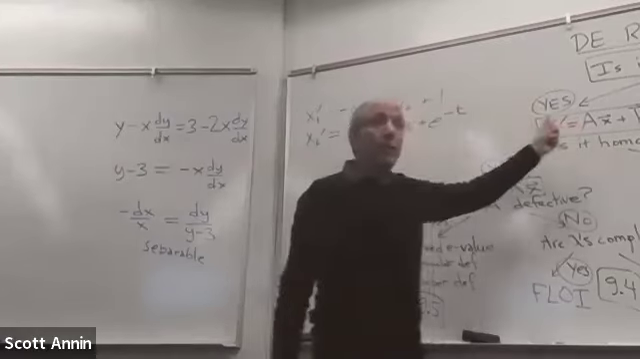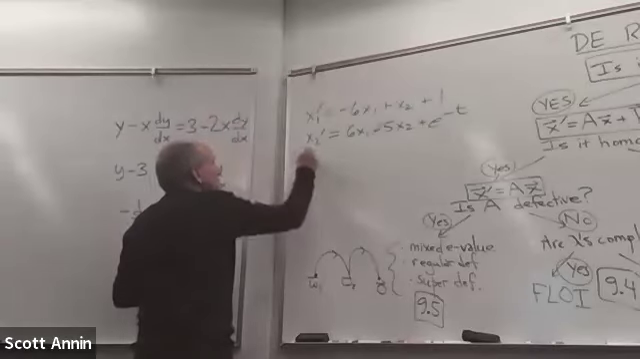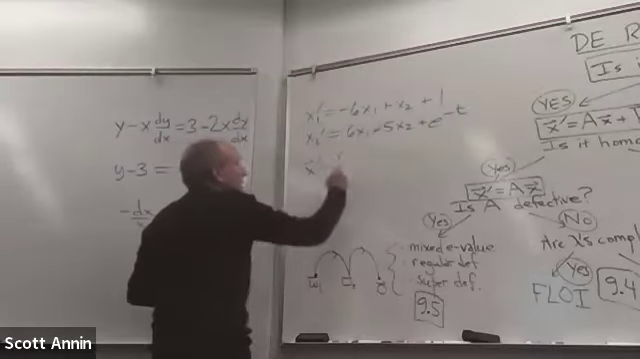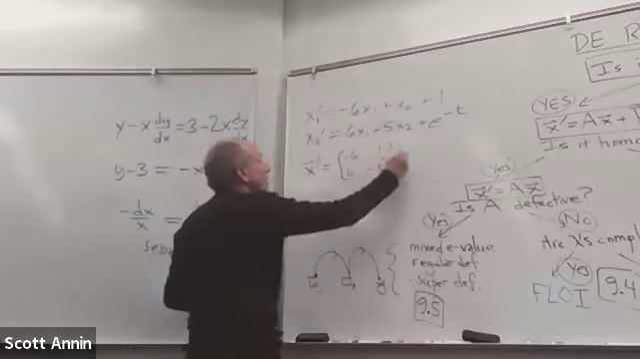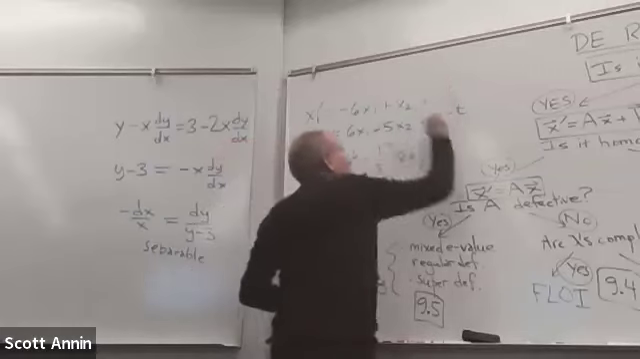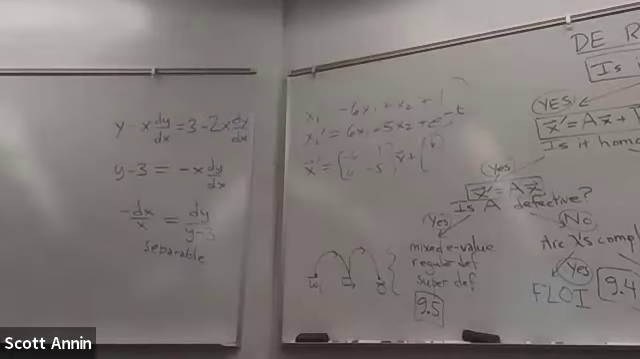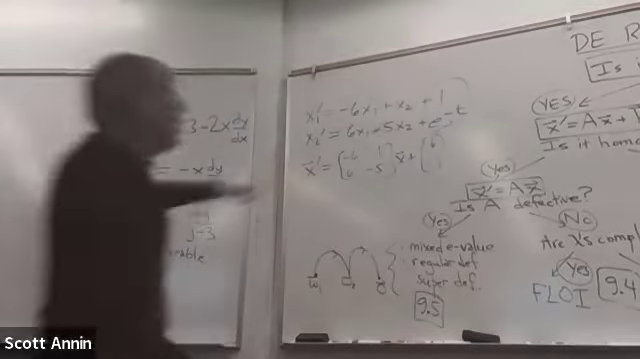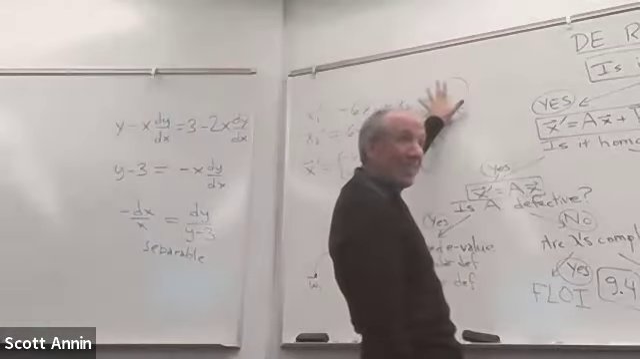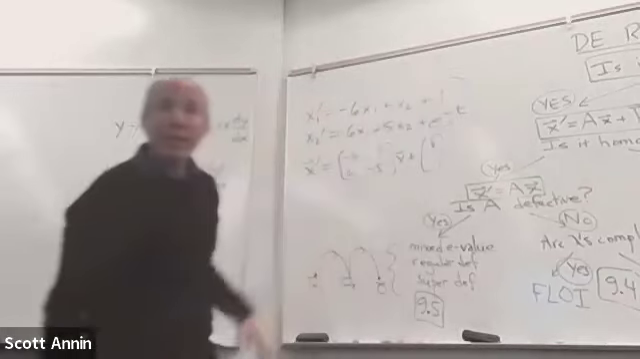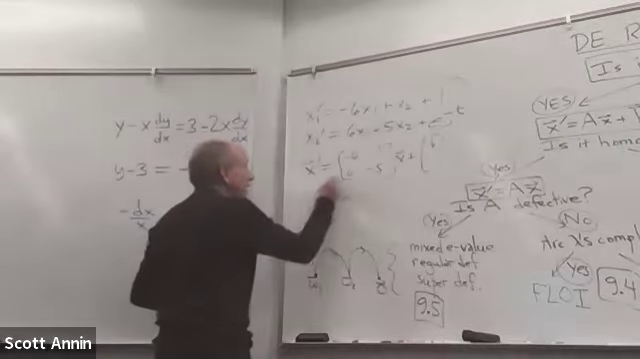Is it homogeneous? If I can think of the left side as the derivative of x, I see a 2x2 matrix here, right? The negative 6, the 1, the 6, and the negative 5. But there is this part, that's the plus b part. That's the non-homogeneous term, the 1 and the e to the negative t. If those had not been there, it would have been homogeneous. But the addition of those terms at the end makes it non-homogeneous. So this one is the stuff we just learned how to do today.